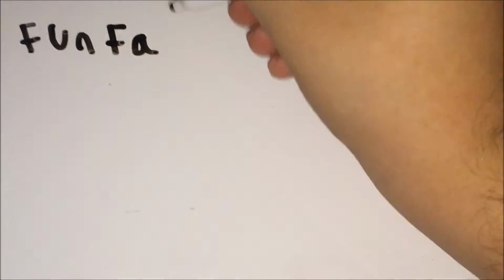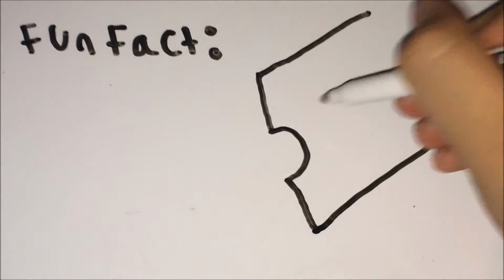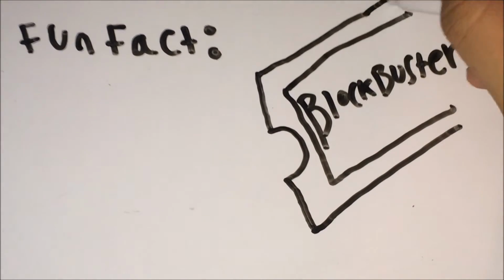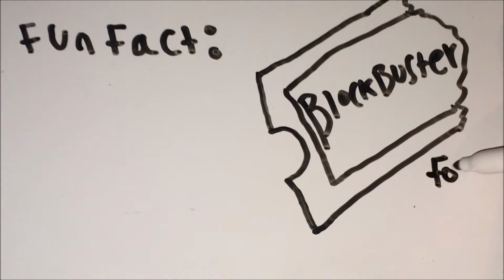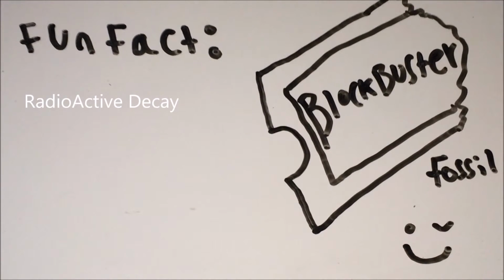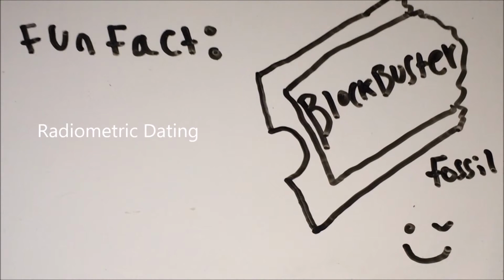Here's a fun fact. Let's say you're digging and find a fossil. Fantastic. But how old is it? Isotopes can be used to find the age of a fossil because some isotopes are very unstable and the nucleus spontaneously decays. Some isotopes decay at a fixed rate. This is called radioactive decay. So comparing the fixed rate to the stable isotope in the fossil, as well as comparing those isotopes in living organisms, the age of a fossil can be determined. This is called radiometric dating.